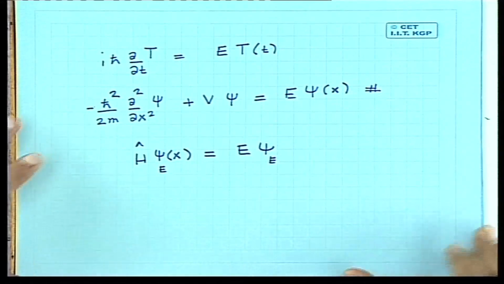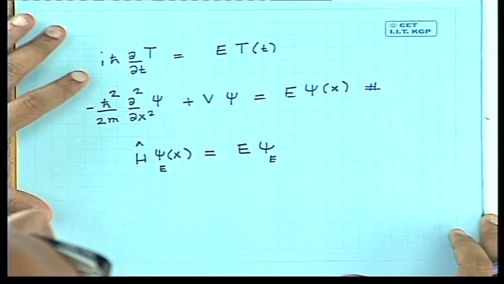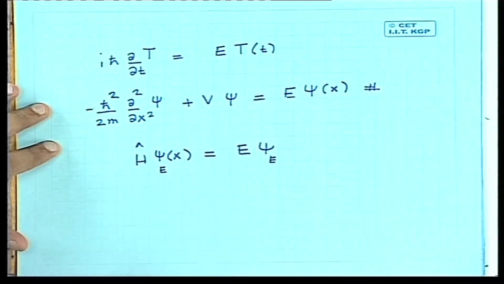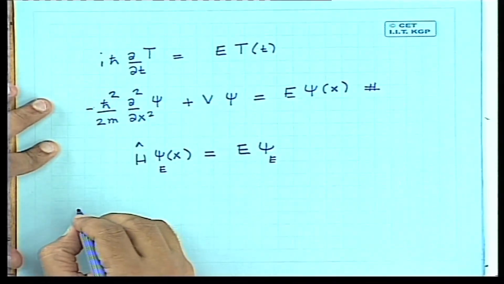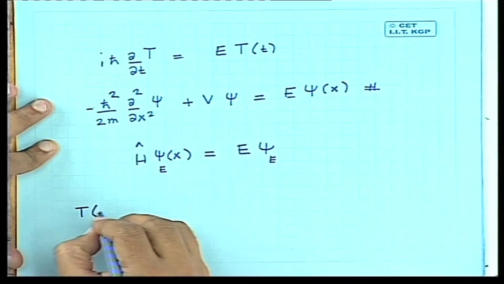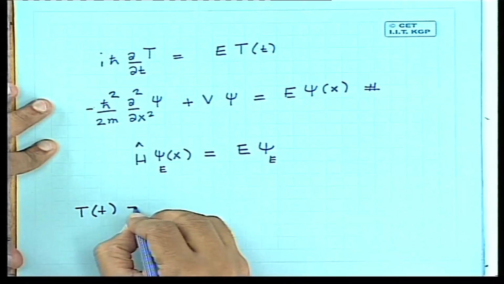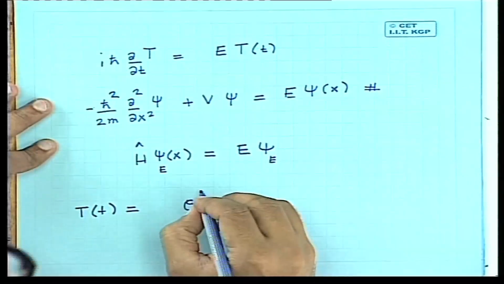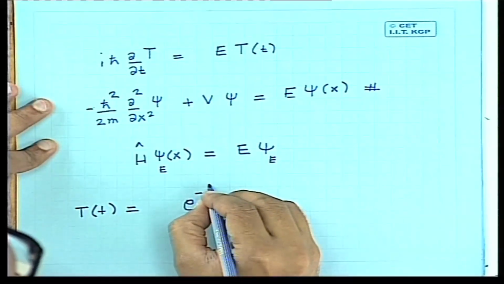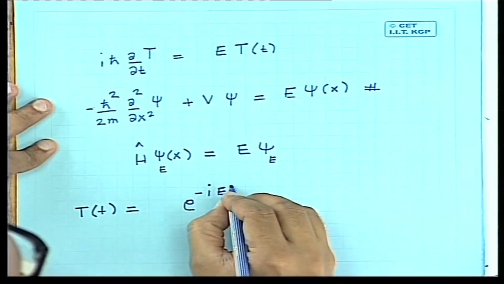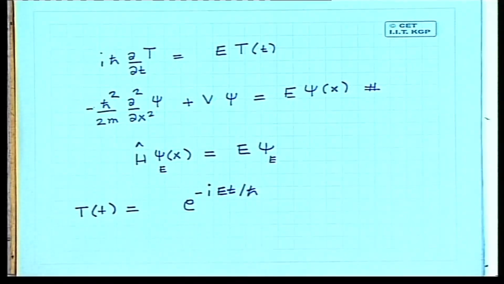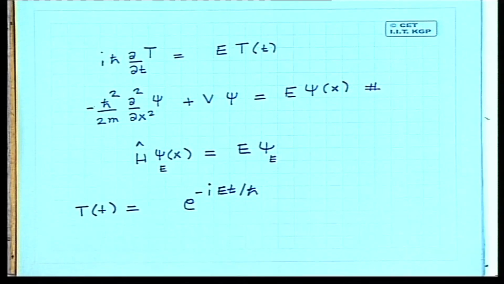Okay, so let us now go ahead and solve these two equations. The first equation is very simple to solve. The solution of the first equation is just this. The time part is just e to the power minus iEt by h cross, something which is already familiar. You must have encountered this earlier when we considered the free particle.